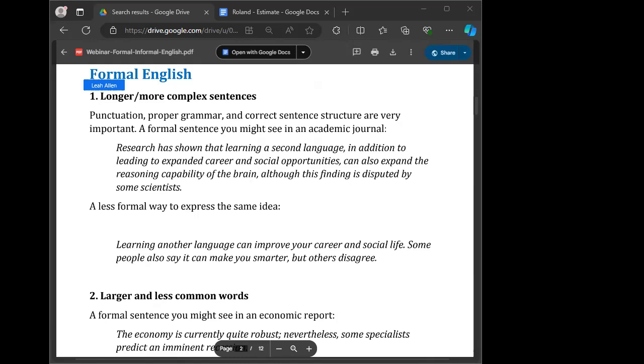Okay, and then it says learning another language. So less formal is going to be shorter. So for example, learning another language can improve your career and social life. And then some people also say it can make you smarter, but others disagree.